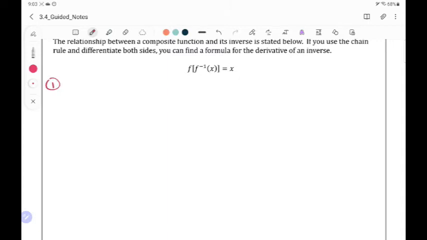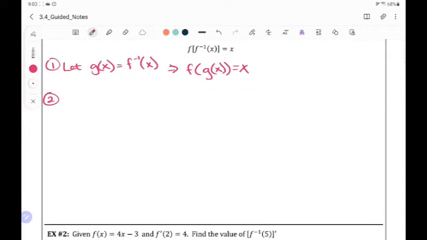So number one, just to keep notation simple, let g of x equal f inverse of x. And so I can rewrite this to be f of g of x equals x. That's just going to be a little bit easier than having to keep writing f and f inverse. And then for the second step, we are going to do implicit differentiation. So d dx of f of g of x equals d dx of x. So take the derivative of both sides with respect to x.